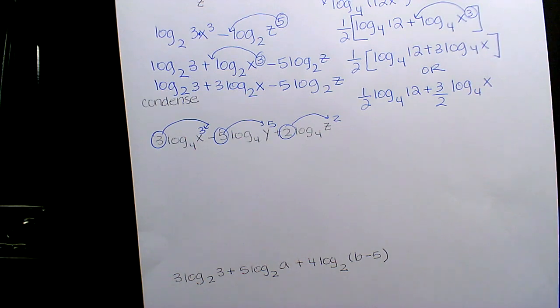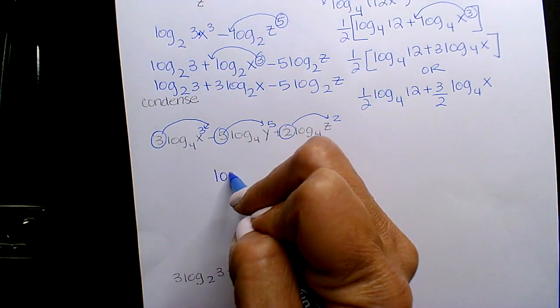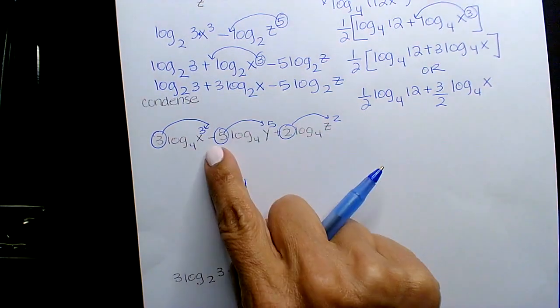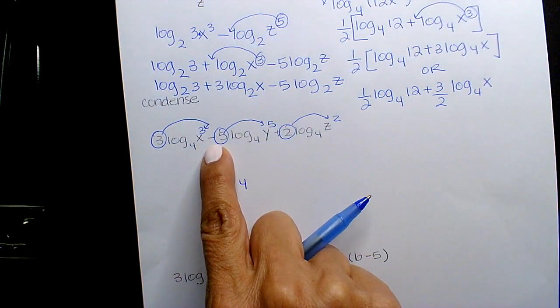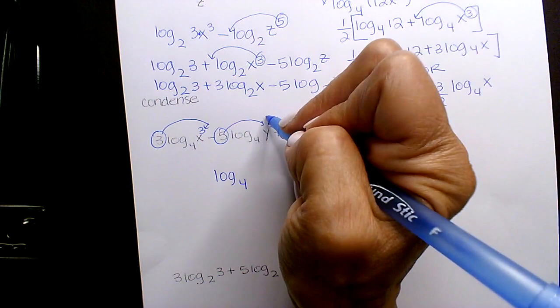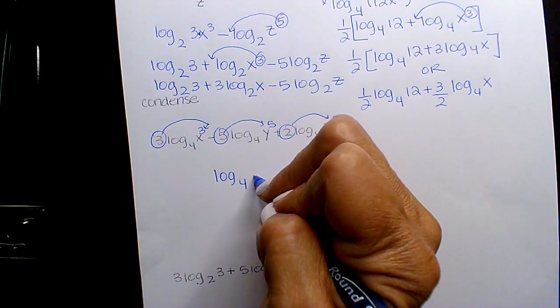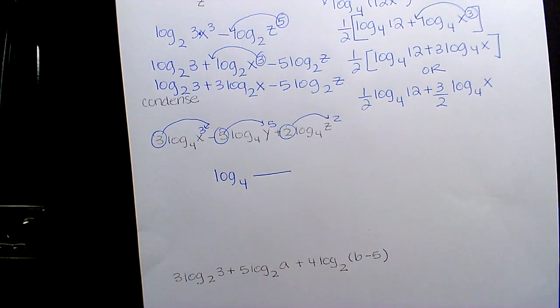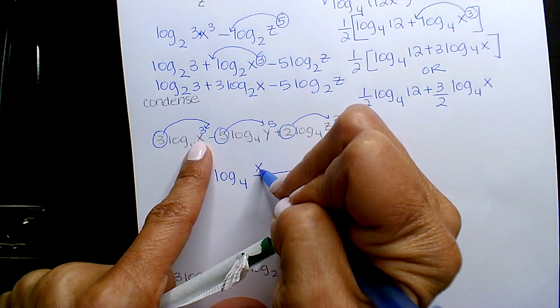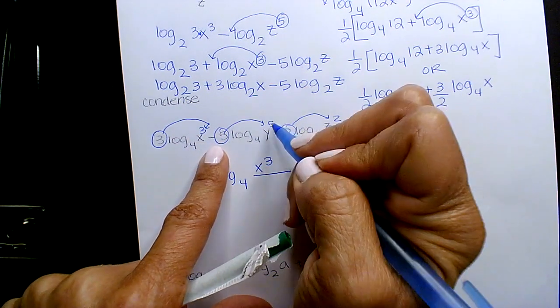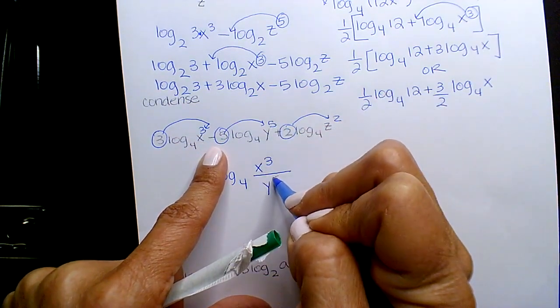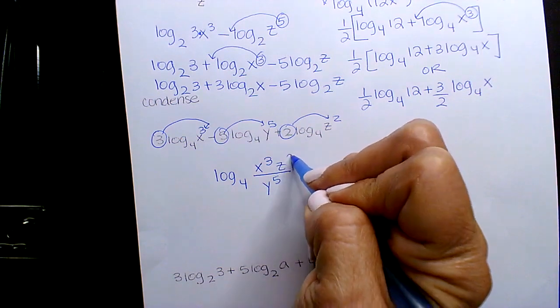Okay, so now it's just a matter of, because you have a subtraction here, it's -5, or you could think of it as being the quotient of fractions. So now you have a fractional argument for this log. Okay, x cubed is on top, this y to the 5th is on the bottom, and z squared is on top.